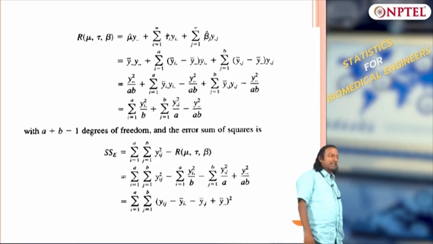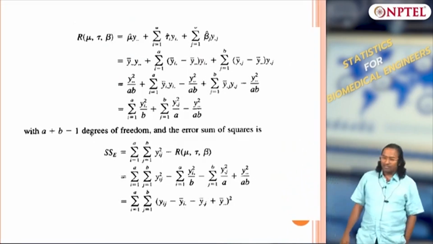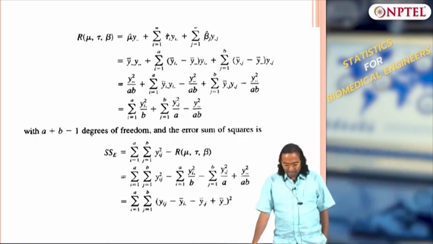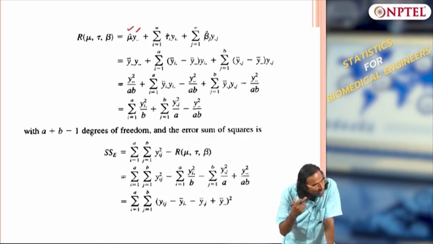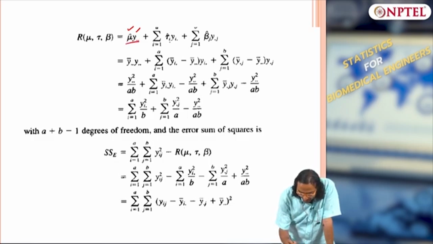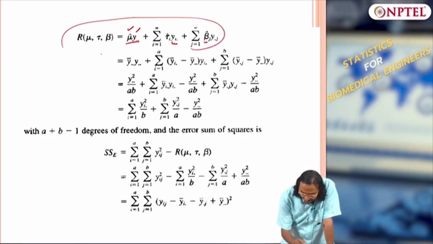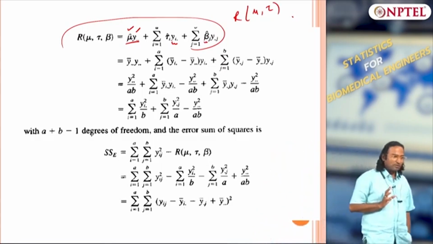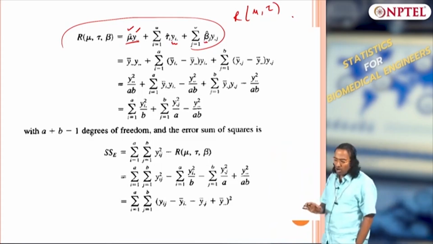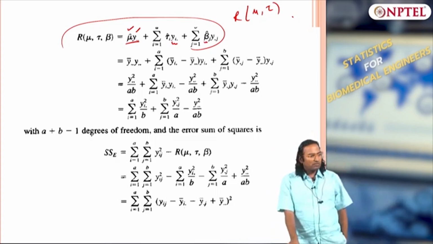Now coming to the R statistics, the variability explained by fitting the model. The overall variability explained by fitting the model is nothing but mu hat times y dot dot. Remember, y dot dot is the total summation of the grand data. Mu hat times y dot dot plus tau i hat times y i dot plus beta j hat times y dot j. This is exactly like your R mu comma tau in your ANOVA. Now we have added up for blocks as well. This is the overall variability explained by the model.